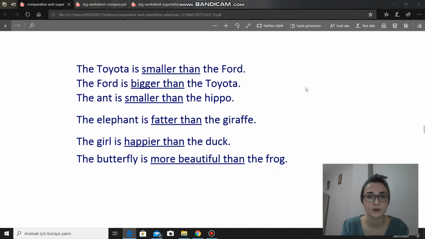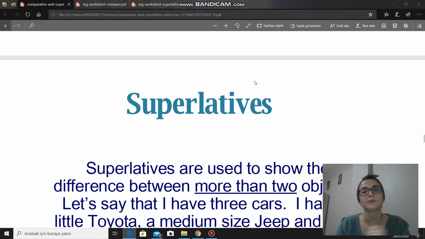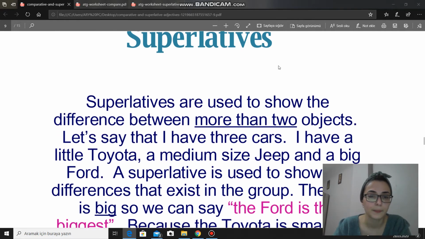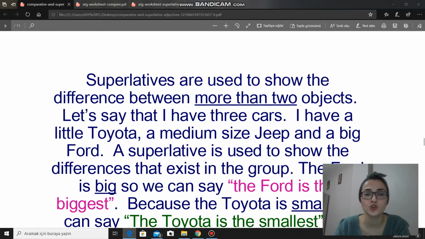If we are clear with these comparatives, let's move on with the superlatives. So we got the comparatives, but why do we need superlatives? We need superlatives to show the difference between more than two objects. This time we have more than two objects, 3 or more. Let's say that I have 3 cars. I have a little Toyota, a medium-sized Jeep, and we have a big Ford. A superlative is used to show the differences that exist in the group.